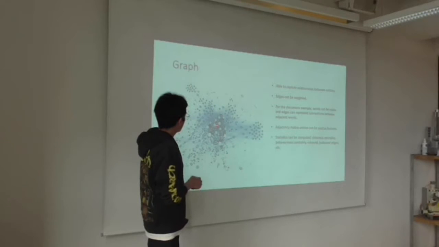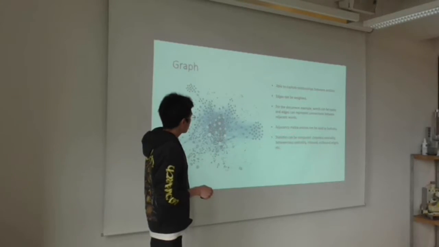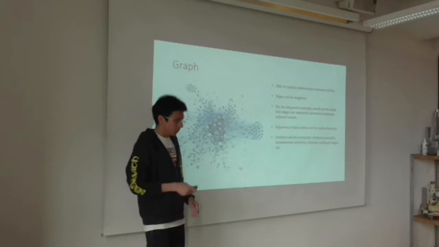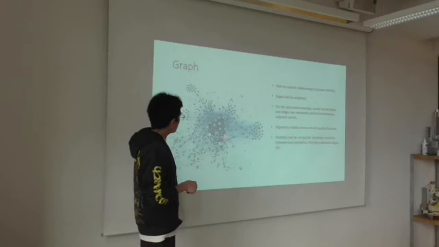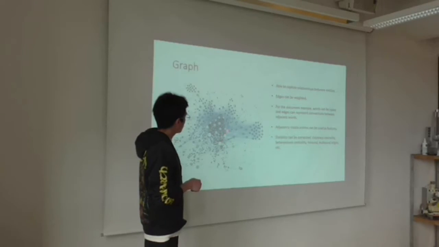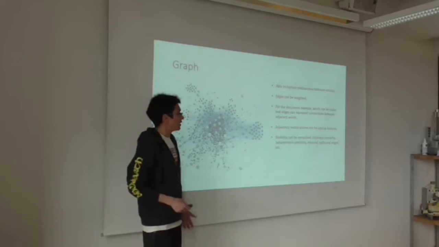And once you have this type of representation, you can use the adjacency matrix. An adjacency matrix is the matrix representation of a graph. So it captures the connection between nodes and the weights of the edges. And you can be creative here and use this adjacency matrix as an image and train a CNN.